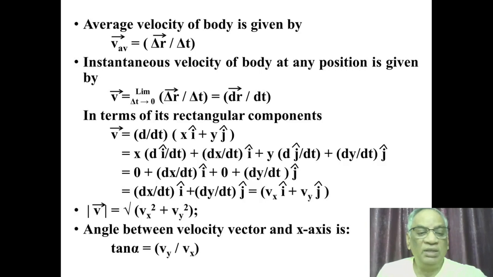So dx by dt is nothing but vx, the velocity component in the x direction, and dy by dt is the velocity component in the y direction. So v bar finally reduces to vx i plus vy j. The magnitude is given by square root of vx square plus vy square. The angle between the velocity vector and the x-axis is given by tan alpha is equal to vy by vx.